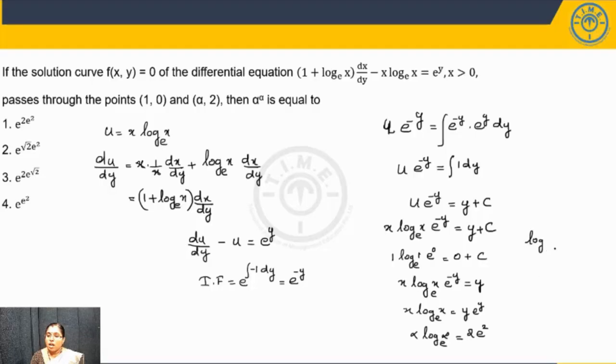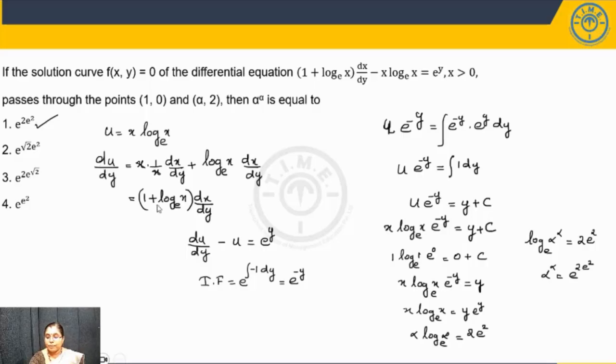Log alpha raised to alpha to the base e is 2 e square. Now to get rid of log, let us power both sides with respect to e. Take e to the power on both sides. So e to the power log will get cancelled. So we'll get alpha raised to alpha equal to e raised to 2 alpha square. So the required answer is e raised to 2 alpha square, which is option 1.